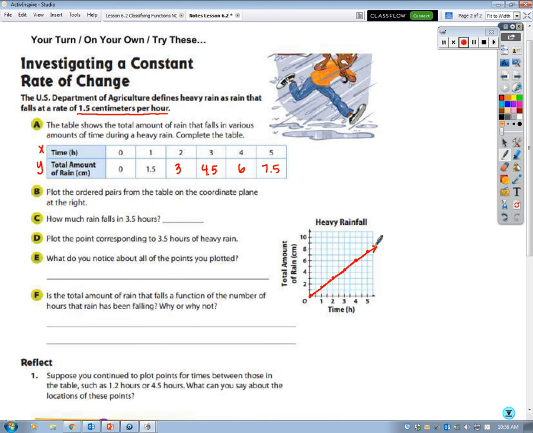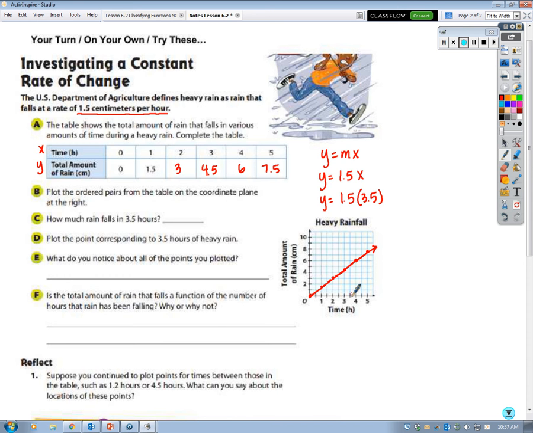So how much rain falls in 3.5 hours? Well, I can use my graph to figure that out, or I can plug it into an equation that I can build from this. I know that I can use y equals mx, and I'm not going to have a plus b because I see that it starts at 0. In this case, it would be y equals 1.5x, 1.5 centimeters per hour, and I want to find out what it's going to be at 3.5 hours. So I could just plug that in. You could also just check your graph.